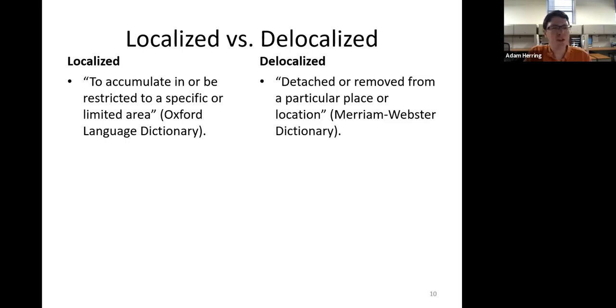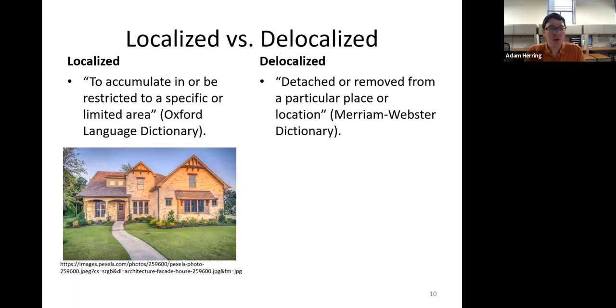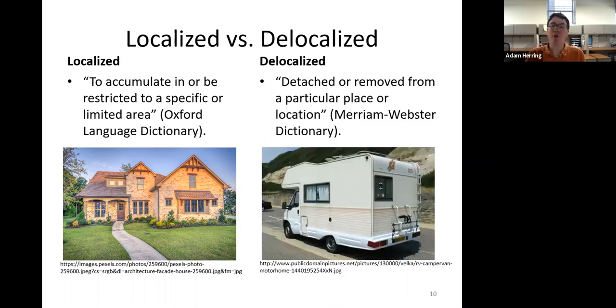So I found some images that can help us to understand what's going on here. A house built into the ground is restricted to a specific fixed location. It's localized. A motorhome, however, is delocalized. It's removed from a particular place or location. It can travel over a variety of places. So localized is when something is in a fixed location. Delocalized is when it's not in a fixed location. It's able to be in a variety of different places. So how does this apply to molecules and electrons?